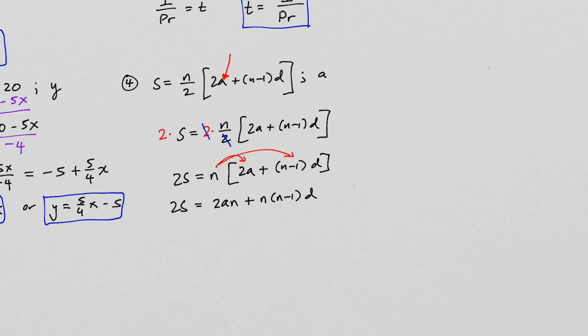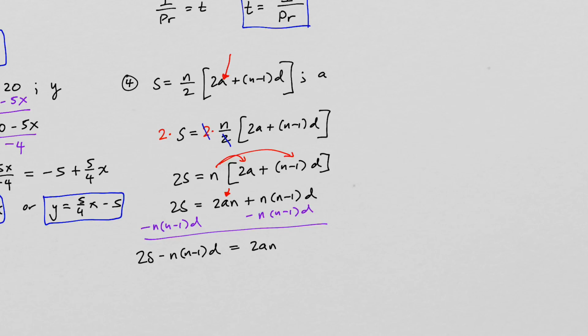Now, don't lose sight of what you're trying to do. You're trying to solve for a. So my next step is, let's get rid of this term here that is separate from the a. And I can do that by subtracting n times n minus 1 times d from both sides. And that gives us 2s minus n times n minus 1 times d equals 2an.